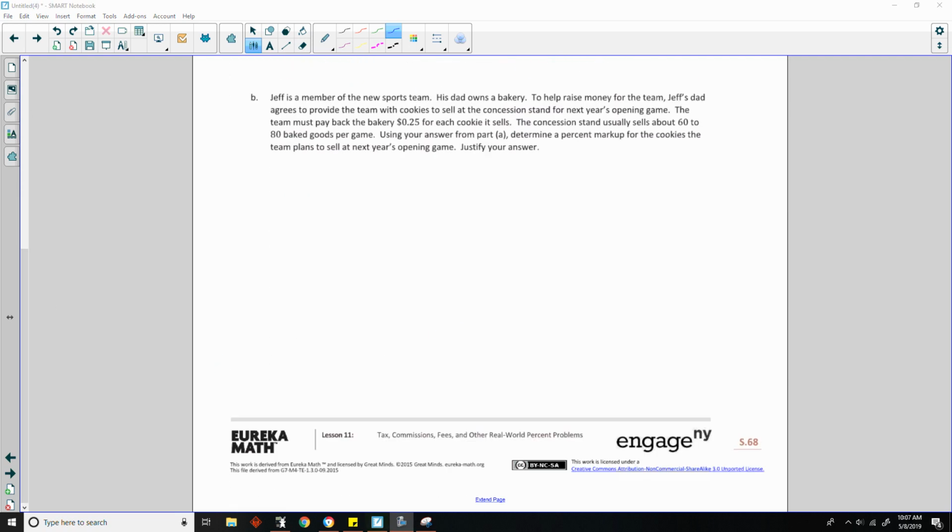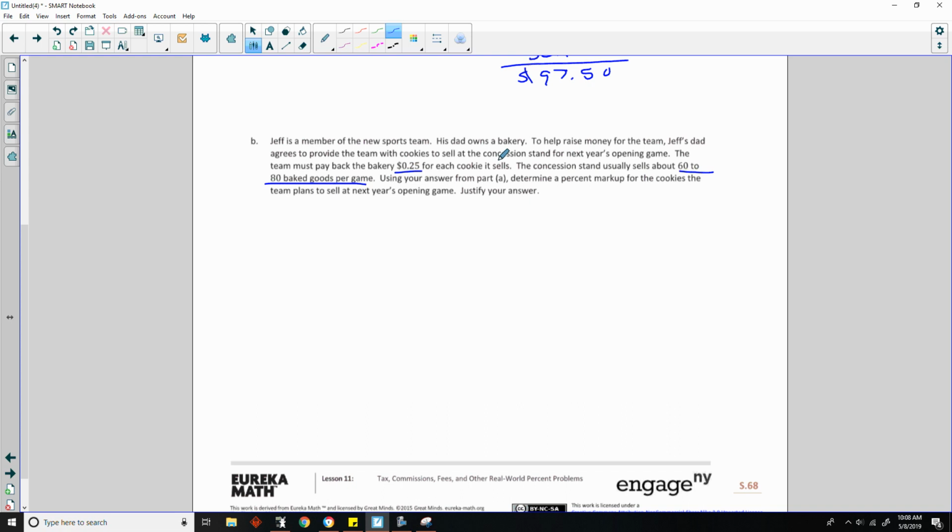Okay, part B. Part B says, Jeff is a member of the new sports team. His dad owns a bakery. To help raise money for the team, Jeff's dad agrees to provide the team with cookies to sell at the concession stand for next year's opening game. The team must pay back the bakery 25 cents for each cookie it sells. The concession stand usually sells about 60 to 80 baked goods per game. Use your answer from part A, $97.50, to determine a percent markup for the cookies the team plans to sell next year's opening game.